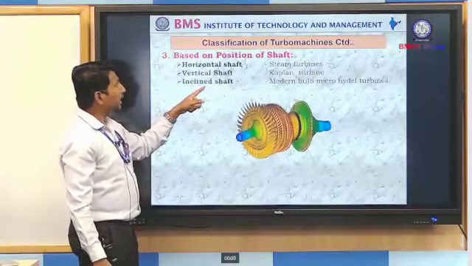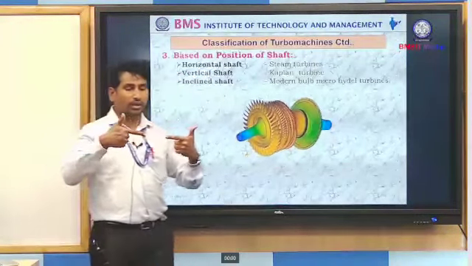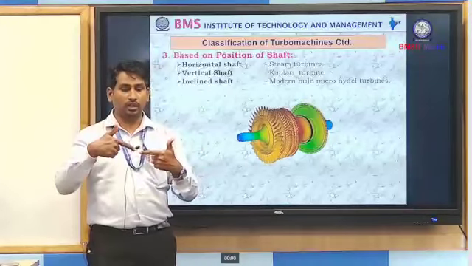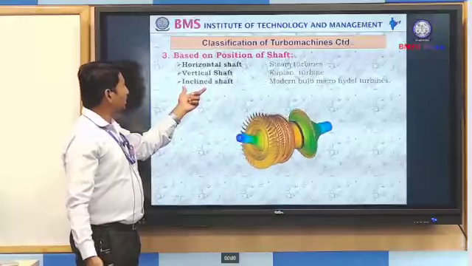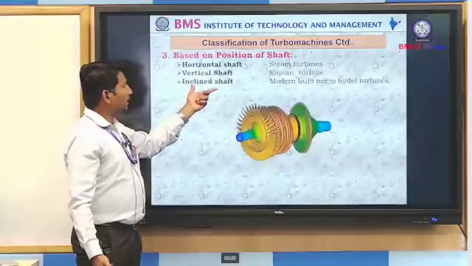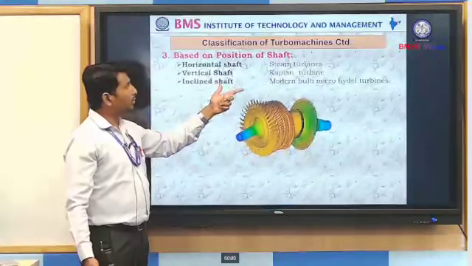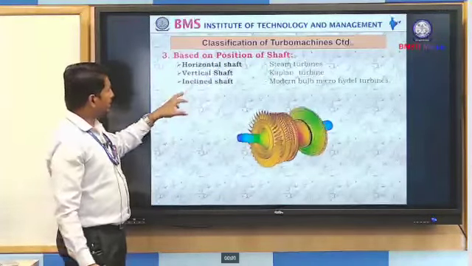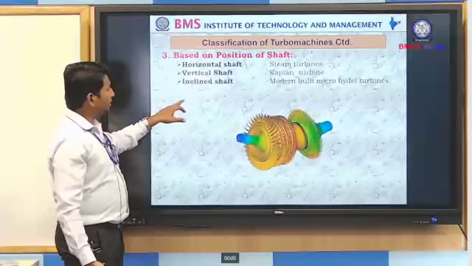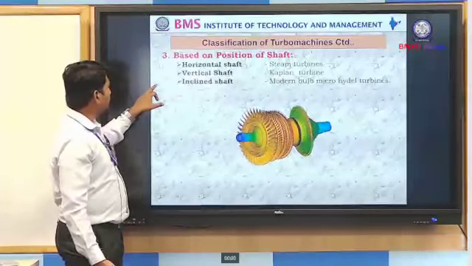The next is the inclined shaft. If the shafts are neither parallel, nor perpendicular, nor mixed, we consider this an inclined shaft. The best example is modern bulb micro hydro turbines. This is how turbo machines are classified based on the shaft position.